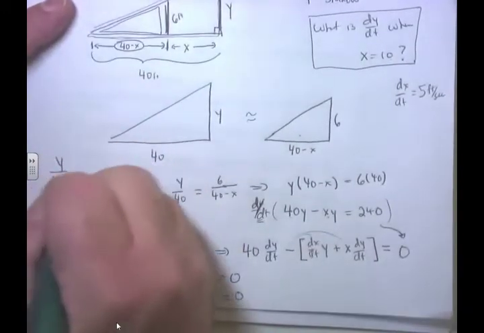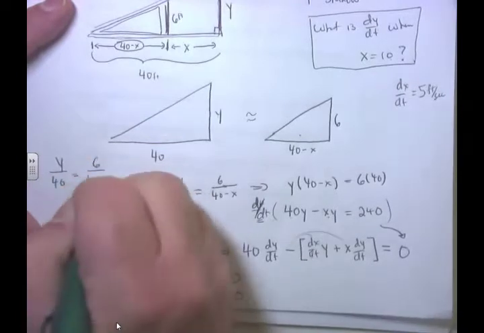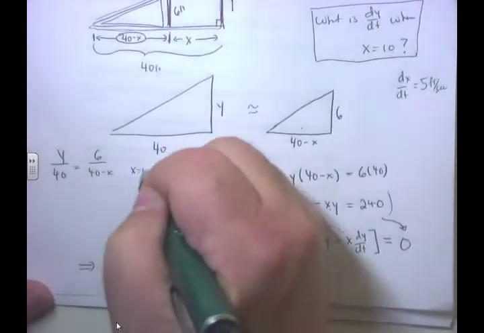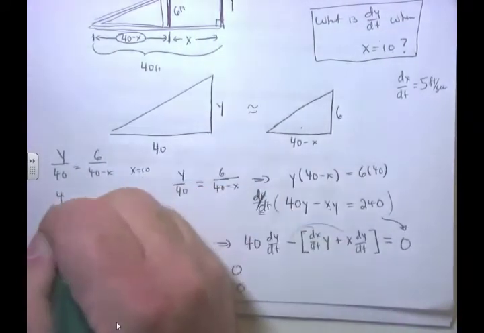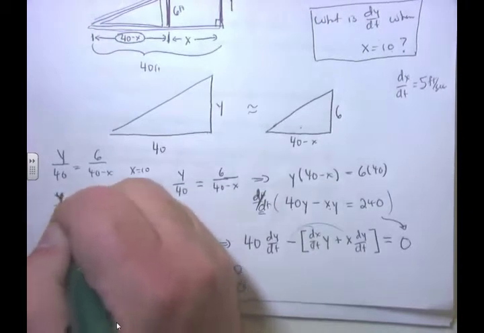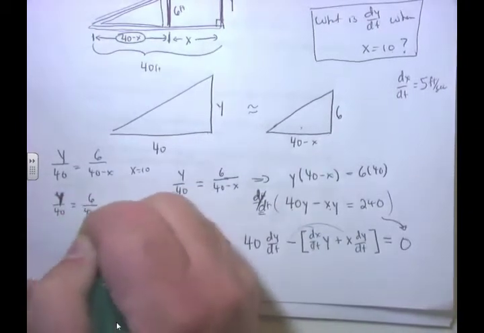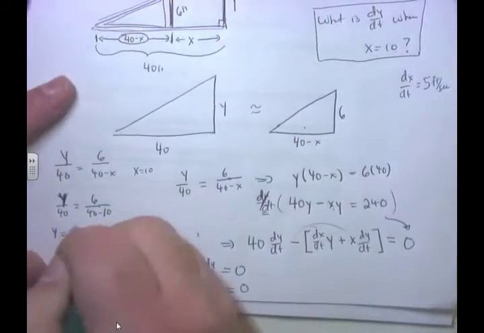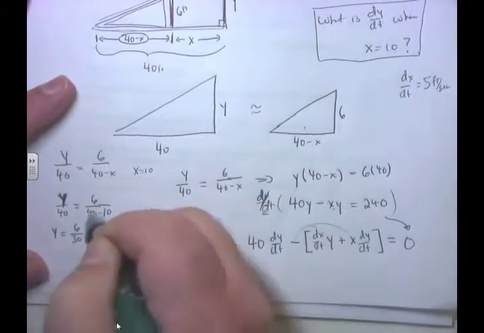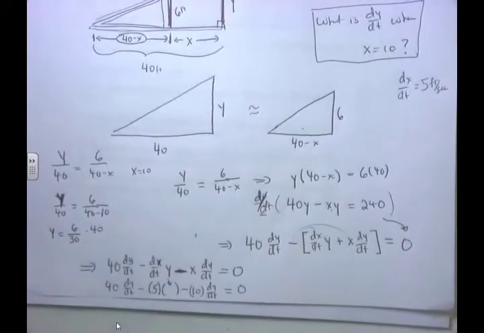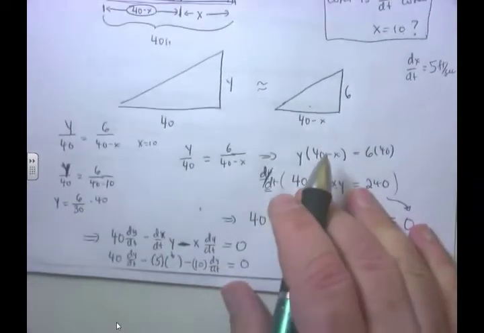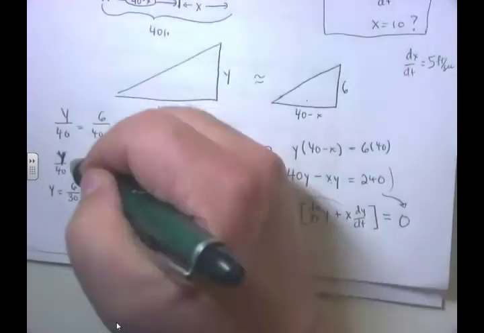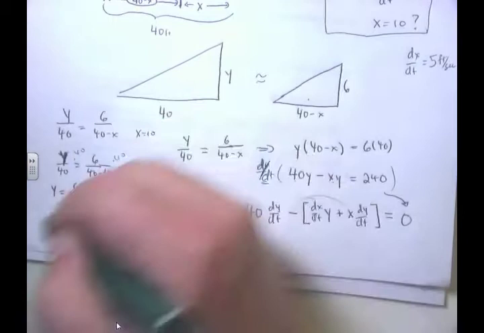We got y over 40 is equal to 6 over 40 minus x. What was x equal to in this problem when we're trying to calculate these numbers? x was 10. So I'm going to plug it in here. y over 40 is equal to 6 over 40 minus 10. So y is equal to 6 over 30 times 40. What did I do there? Well, 40 minus 10 is 30, right? And then I just multiply by 40 on both sides. So I cleaned it up and I'm doing some algebra.